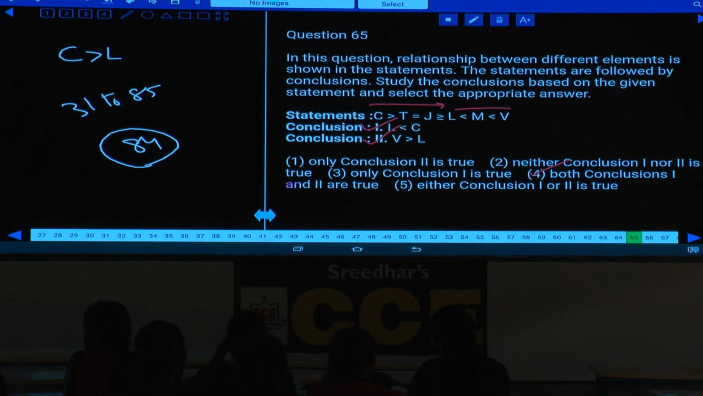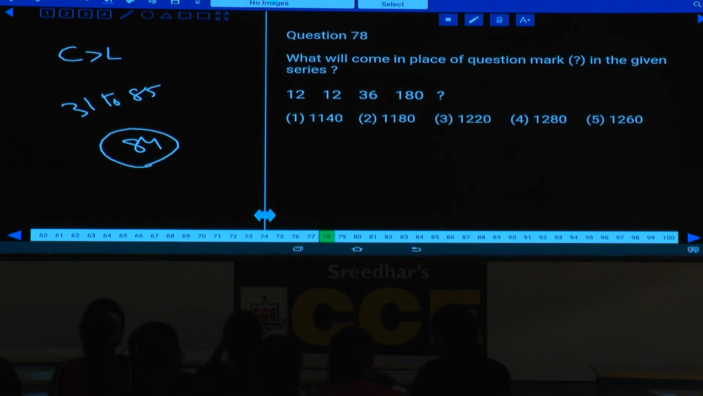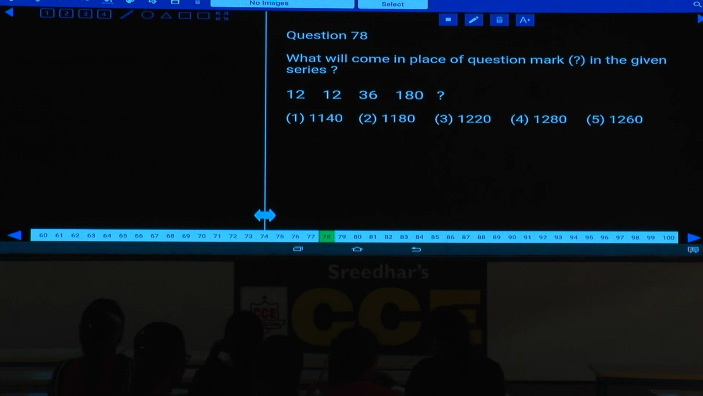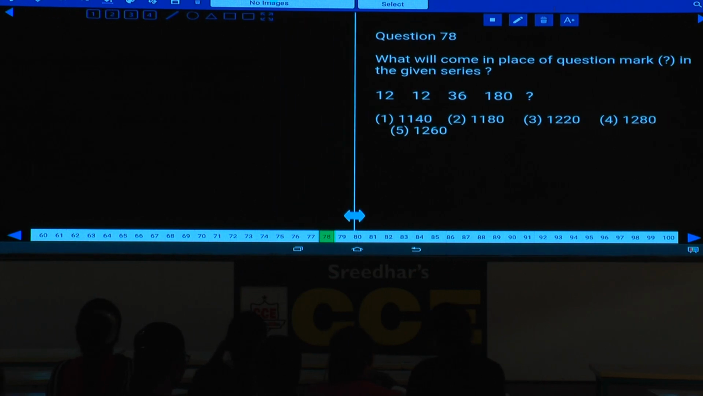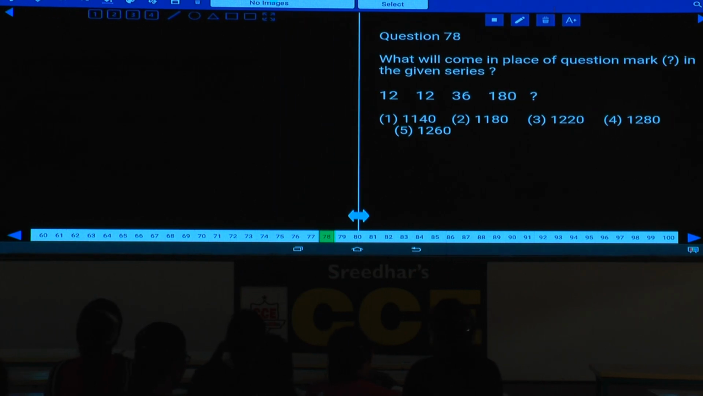Now question number 78 to 82. Now in this 78 to 82, these questions are based on number series. 12, 12, 36, 80, 180. Now if you observe here, 12, 12, 36, 180, and if you observe the choices, now the choices are in 1100, 1200 and so on. As the numbers are increasing at a very faster rate, it must be under multiplication or combination.